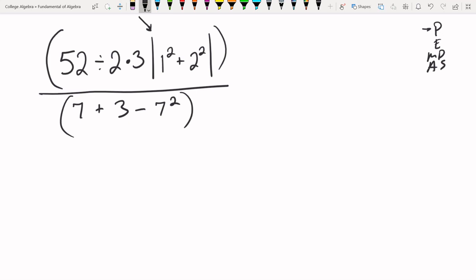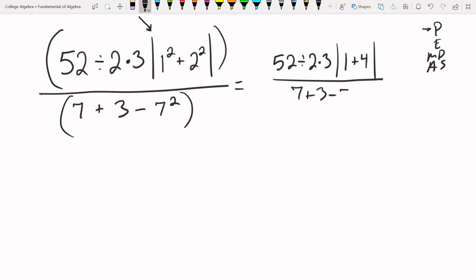The next step would be exponents. 1 squared is 1, and 2 squared is 4. 1 plus 4, or 7 plus 3 minus 7 squared. 1 plus 4 is 5, and the absolute value, so this is just 5 here, the absolute value of 5 is, well, it's just positive 5. And you see that the 3 is multiplying the absolute value of 5.